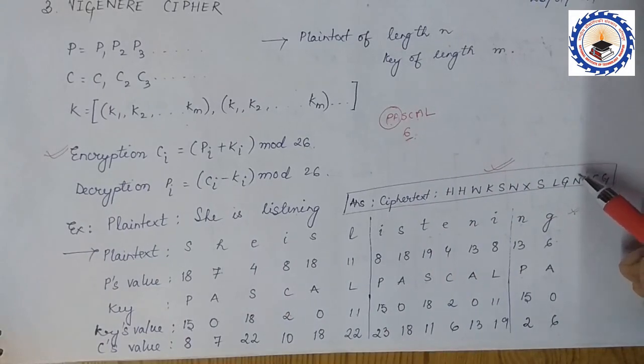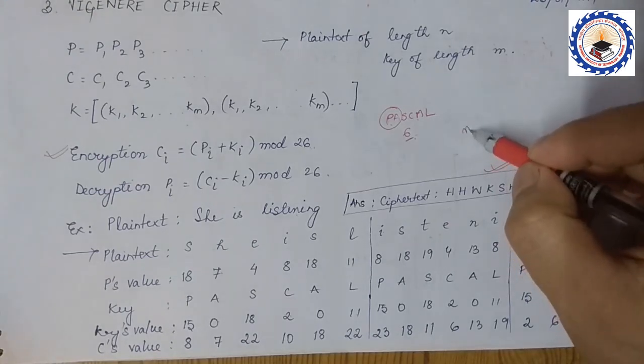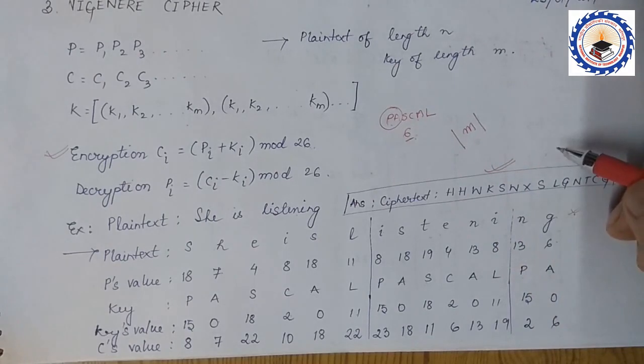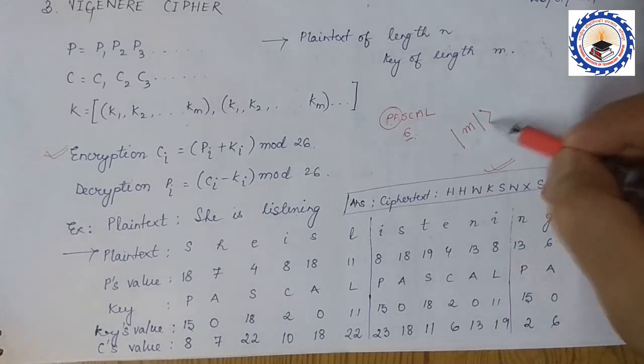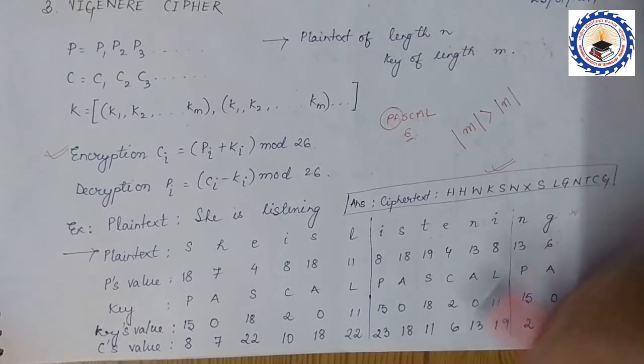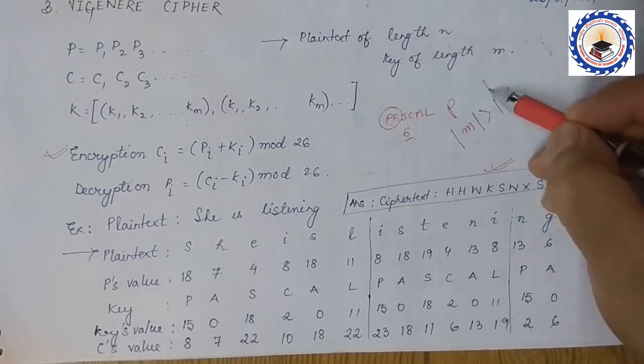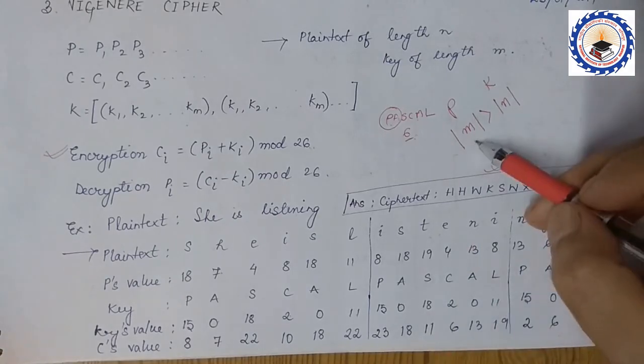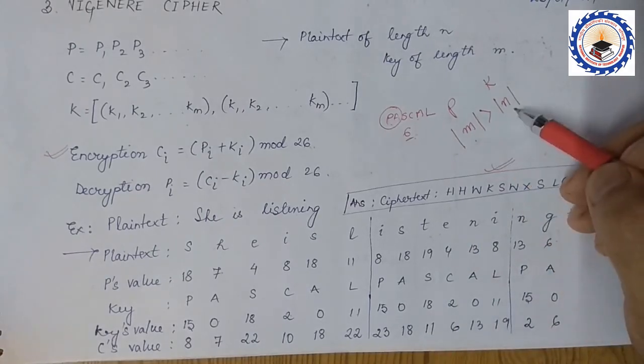So remember that in the Vigenere Cipher, first of all you will be given a plain text and also a key. The given key is a word of any length, and by convention the length of the key is less than the length of the plain text. For example, if M is the length of the plain text, then the length of the plain text is always greater than the length of the key. This is the plain text and this is the given key.